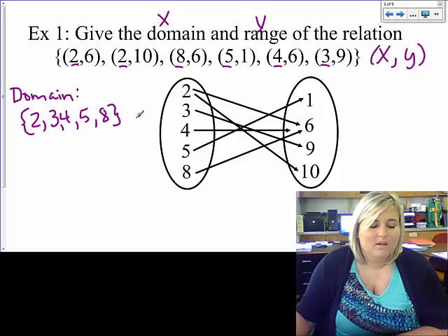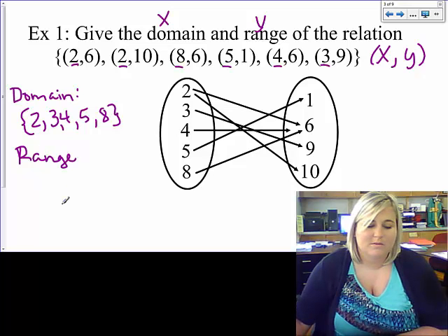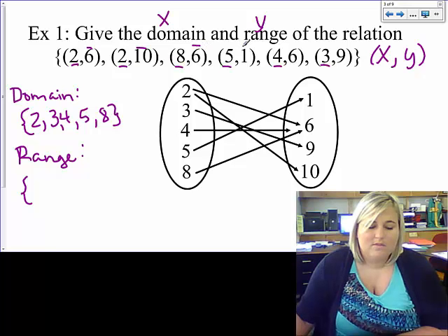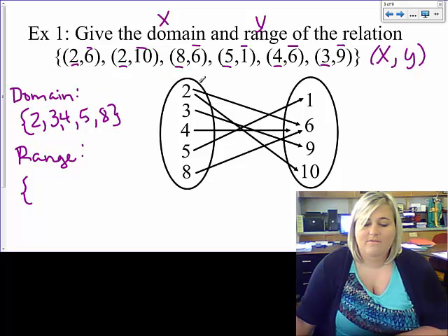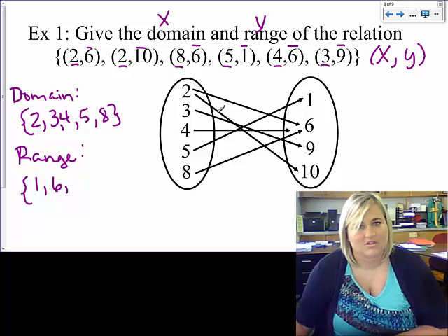Knowing that, I want you to pause and try and do the range on your own. So to find the range, we know that the range is the output or the y values. All we have to do is show in set notation the y values that we have, which would be 6, 10, 6, which we said we don't have to list more than once, 1, 6 again, and 9. So my smallest number there is 1. Then I have 6, which is listed 3 times, but I'm only going to show it once. And then finally I have 9 and then 10.